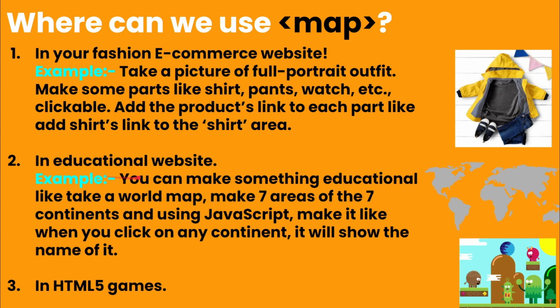And in an education website, this is really important. If you want to make an educational website, you can really use this. You can make something educational, like take a world map, make an area of the 7 continents, click a continent, and using JavaScript make it so that when you click on any continent, it will show the name of it. Like if I click on this continent, or we can say on Australia, it is gonna redirect me to a Google search of Australia. If I click on Asia, it's gonna redirect me to Asia. If you click on Europe, it's gonna redirect me to Europe. So that's how it works.